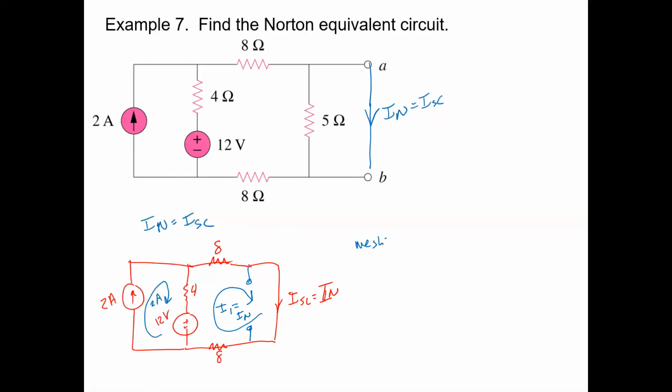So our mesh equation is going to be, around the I Norton mesh: minus 12 plus 4 times (IN minus 2), that 2 amp source mesh current coming down, plus 8 IN plus 8 IN equals 0. And apparently this will tell you that IN equals 1 amp, is that right? So that'd be 16 IN plus 4 IN minus 8 is 12, yep, IN equals 1 amp.